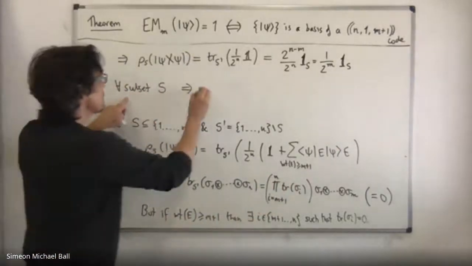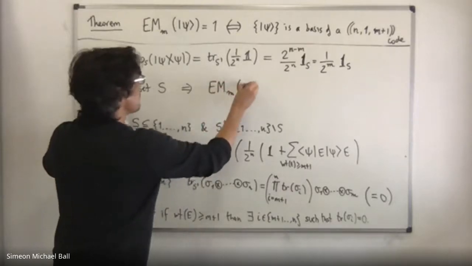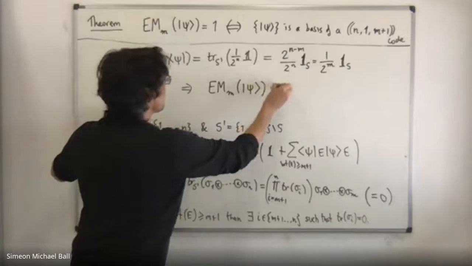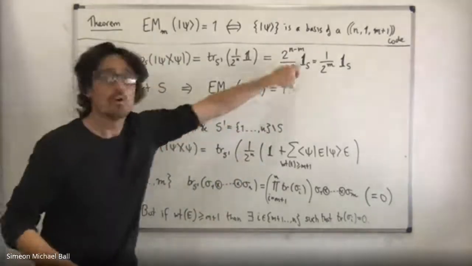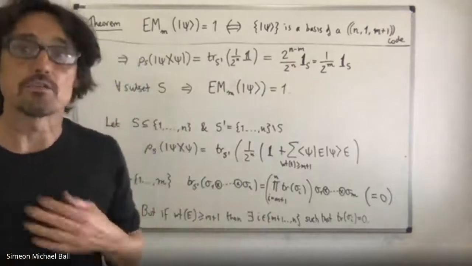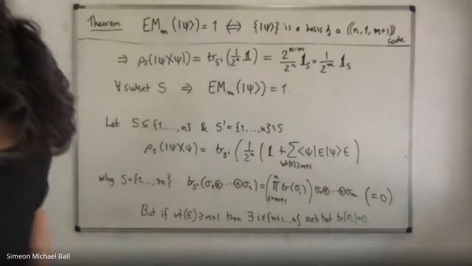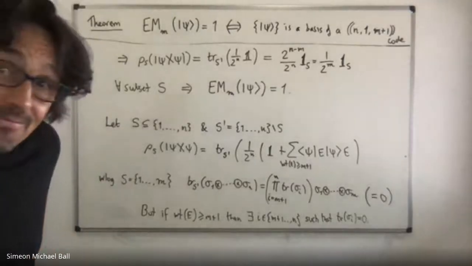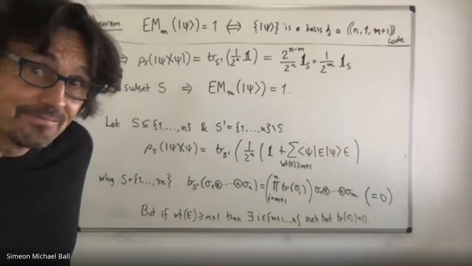So this implies that the entanglement measure is maximal, if and only if all the reduced density systems were maximally mixed. Is that all right? Yeah, makes sense. That's cool.